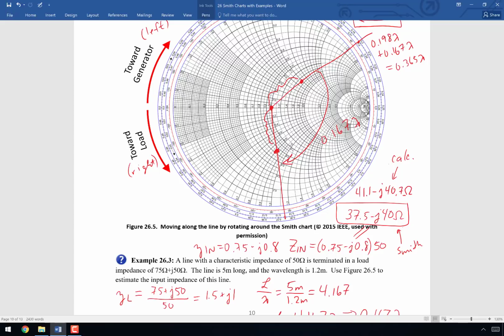It's not too bad. So again, just remember that what we did was we normalized the load impedance. We then drew a line from the center. So this is Z sub L right here. We drew a line from the center through Z sub L out to the outer rim. Then we moved the appropriate amount of lambda around the circle. We drew a line through that point, and then we found out that this is Z sub n right here, and then we denormalized that value.